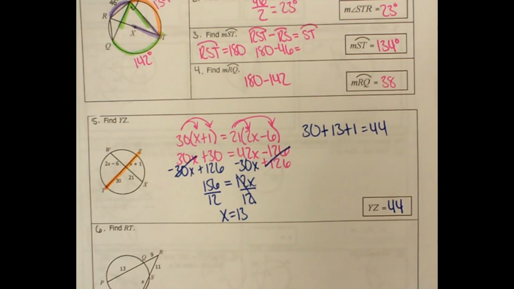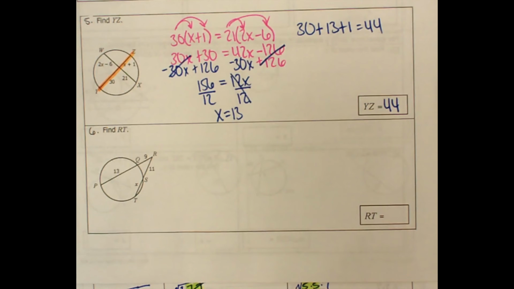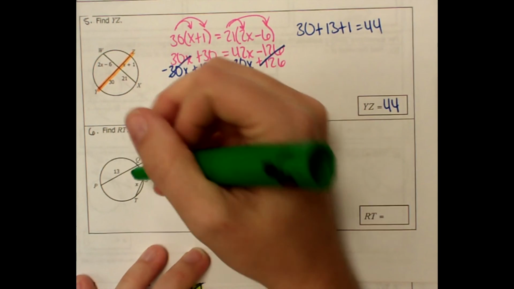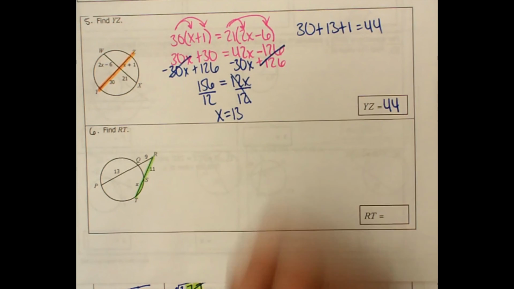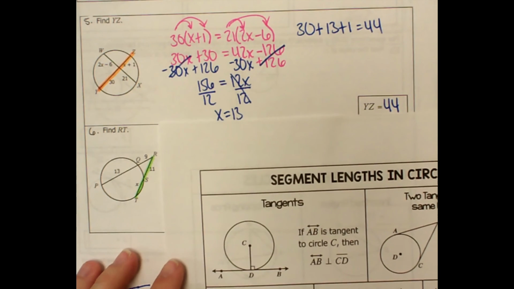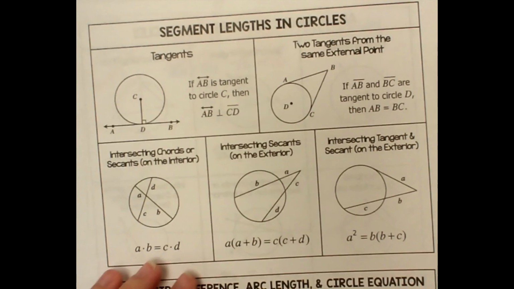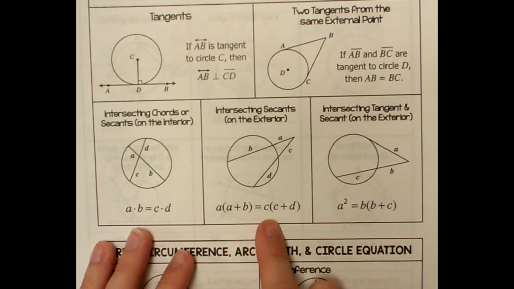Looking at number 6, they want you to find the measure of RT. And to highlight it, RT is this whole length right here. Looking at the two lines they give you, those are two secants, and they want the length. So if you look at your formula chart, they're looking for segment length. It's two secants. So here's your formula. It's outside times outside plus inside is equal to the outside times the outside plus inside.